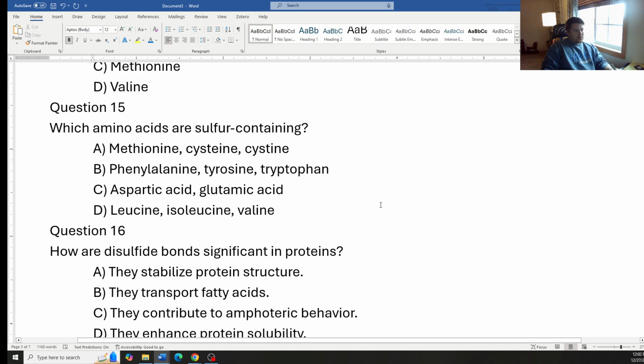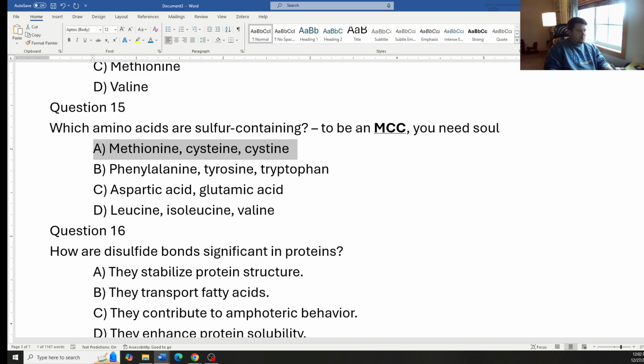Which amino acids are sulfur containing? Methionine, cysteine, cysteine, phenylalanine, tyrosine, tryptophan, aspartic acid, glutamic acid, or leucine, isoleucine, and valine. We think about our mnemonics. For a sulfur-containing acid to be an MCC, you gotta have sol. That is our MCC. Methionine, cysteine, and cysteine.